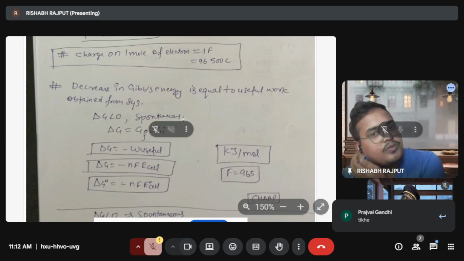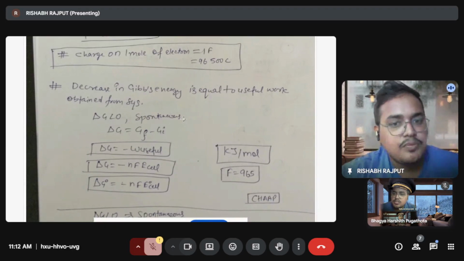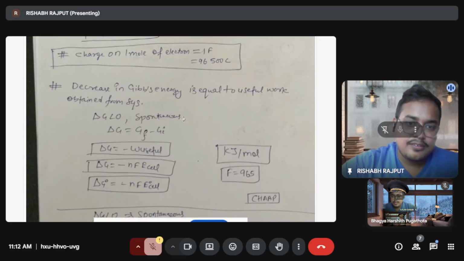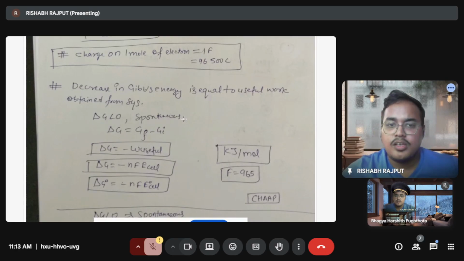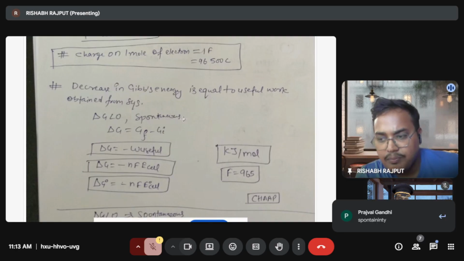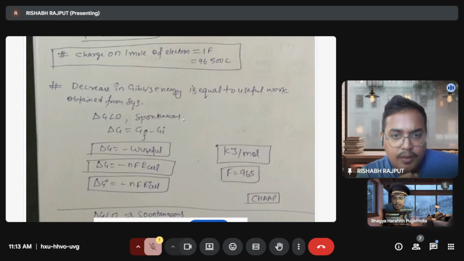So let's see. From thermodynamics, you know this concept, Gibbs energy. You know the meaning of Gibbs energy. Gibbs energy will tell about whether a reaction or process is possible or not. If delta G is negative, we can say that it is a spontaneous reaction, a spontaneous process. We can also say that whatever the useful work is in the spontaneous process, that is delta G. So for a spontaneous process, delta G is negative. Yes or no, guys?